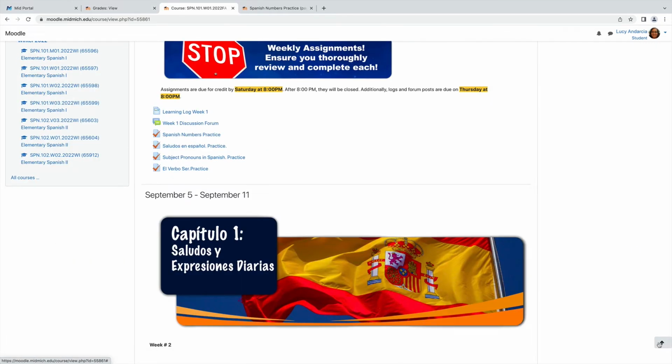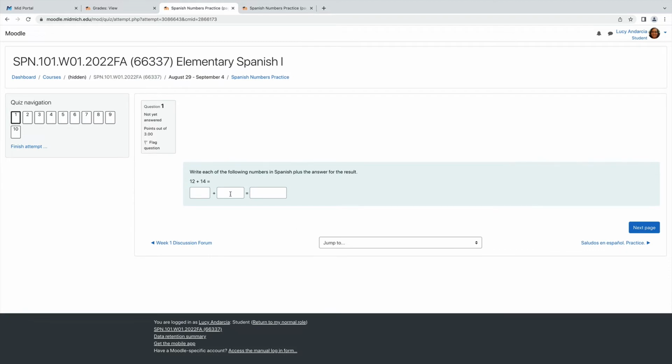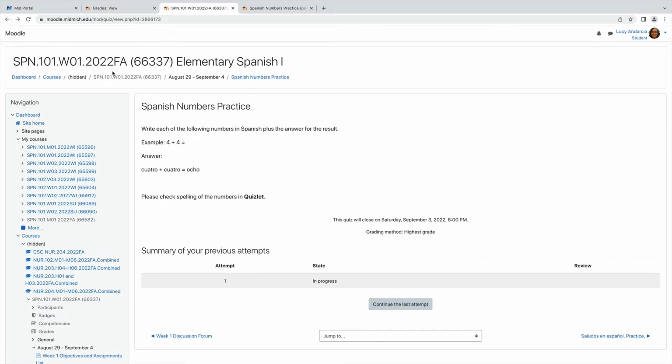So once you do learning log week 1 and then the discussion forum, then you've got activities that are like quizzes, right? And then you're going to come over here and write those. It says, write each of the following numbers in Spanish plus the answer for the result. In that way, we can make sure that you understand how to write them. Okay, you submit it, and then you can do it as many times as you need until they are correct. Once you submit it, they're going to tell you which ones are wrong, and you can do it again.